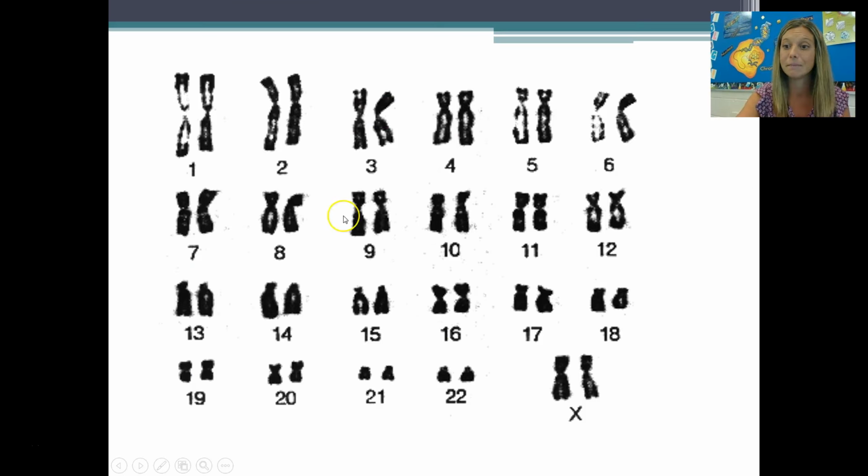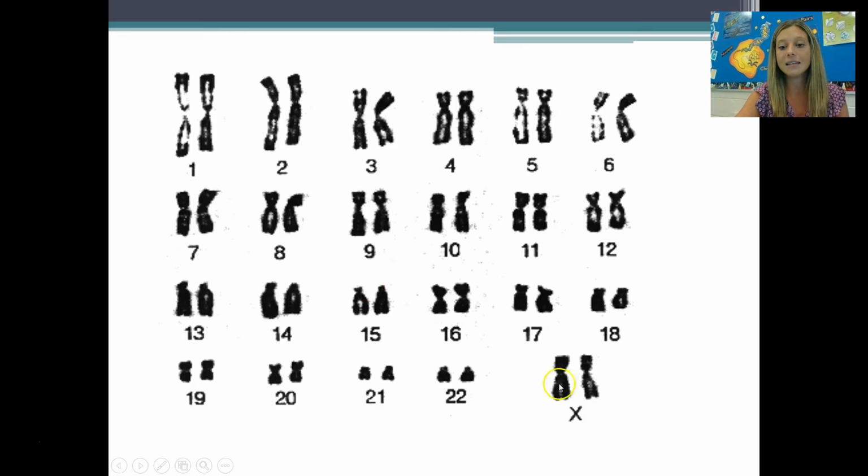You've probably seen this map before. It's called a karyotype. It's essentially a map of somebody's chromosomes. Now remember, DNA doesn't always exist in this form. DNA is usually in its double helix chromatin form. But when the chromatin condenses into chromosomes, you can take a picture of it and you can map it out, and that's called a karyotype.